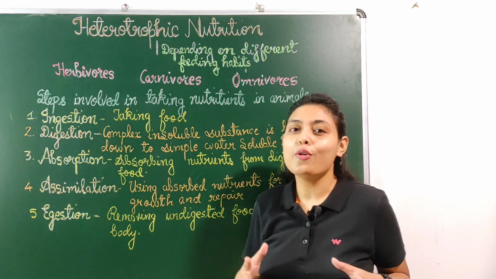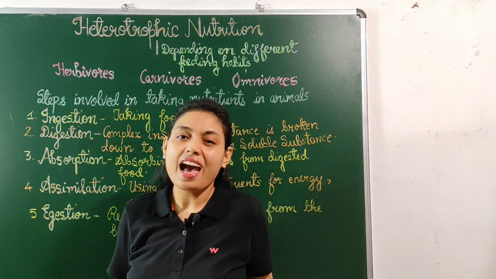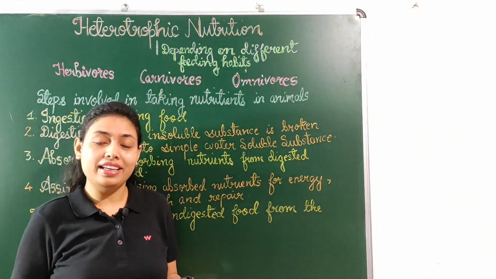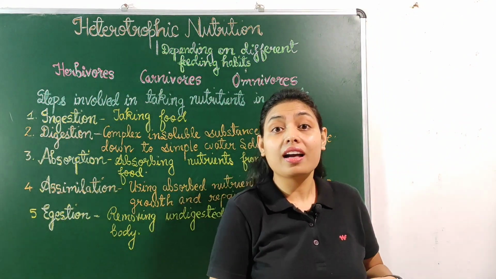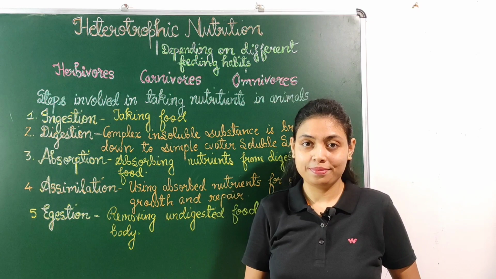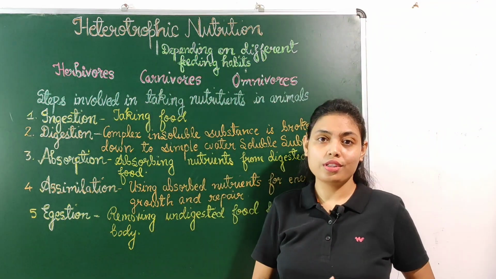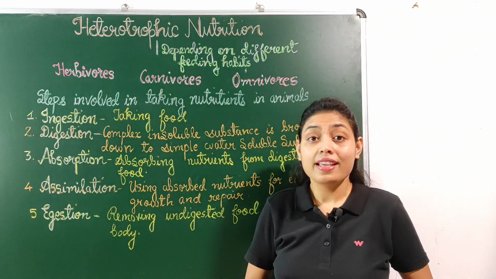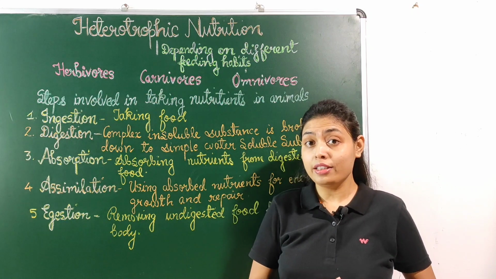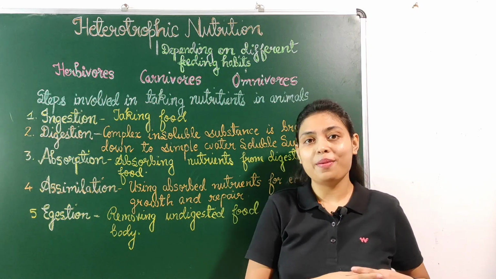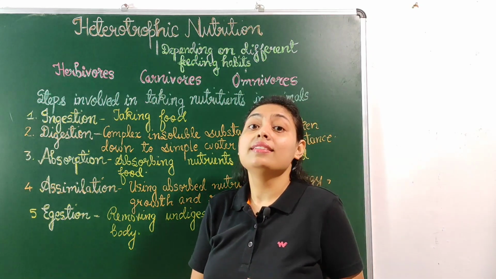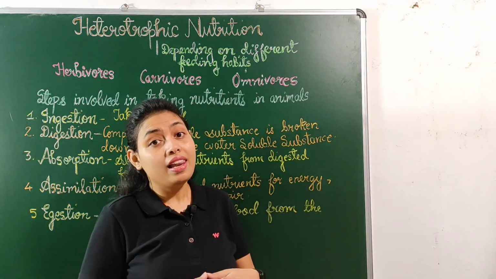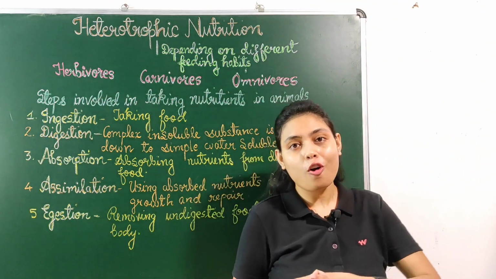Now, who are called herbivores? The animals that eat plants and plant products only are known as herbivores. For example, a cow and a goat. Carnivores. Who are called carnivores? The animals that eat the flesh of other animals are known as carnivores. For example, tiger, lion and fox.